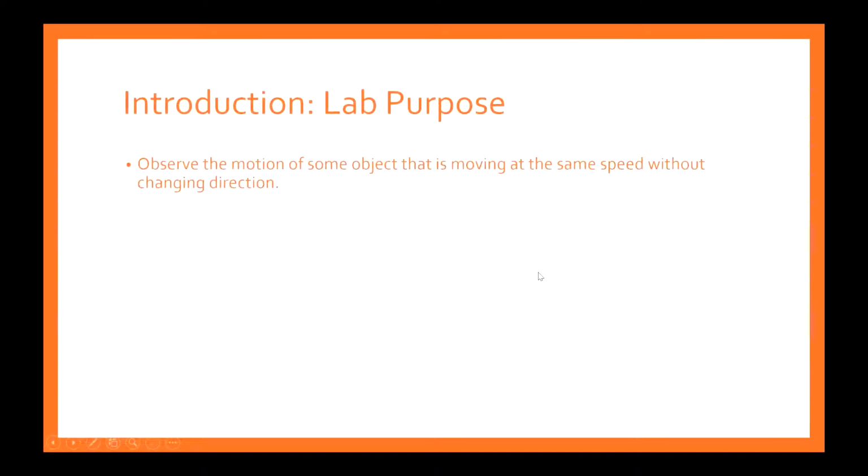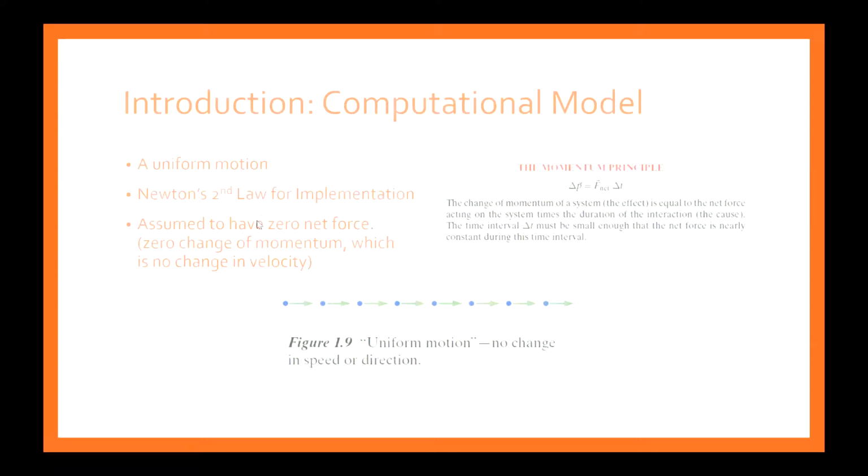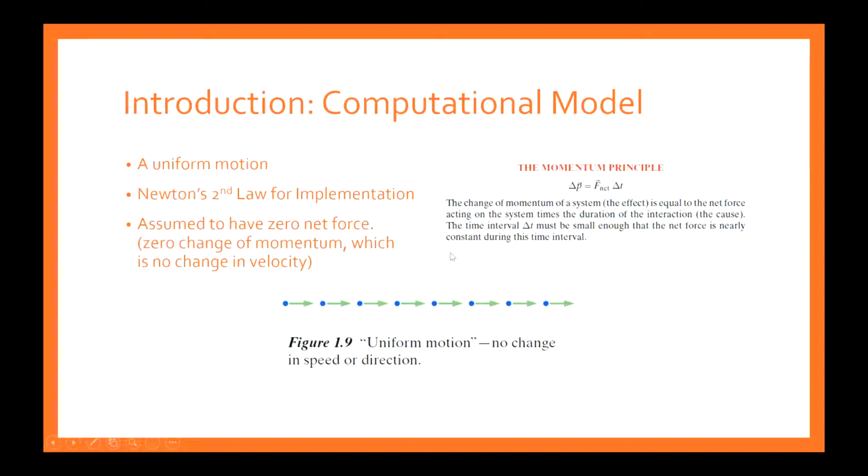That purpose is very simple: to observe the motion of an object that is moving at a constant speed, which is uniform motion. So here is what uniform motion is. It's based on the momentum principle, aka Newton's second law. What it tells us is force is proportional to the change of momentum, because by definition, momentum is equal to mass times velocity. It implies that if you have zero force, there's no change in velocity. So eventually you will get to uniform motion.